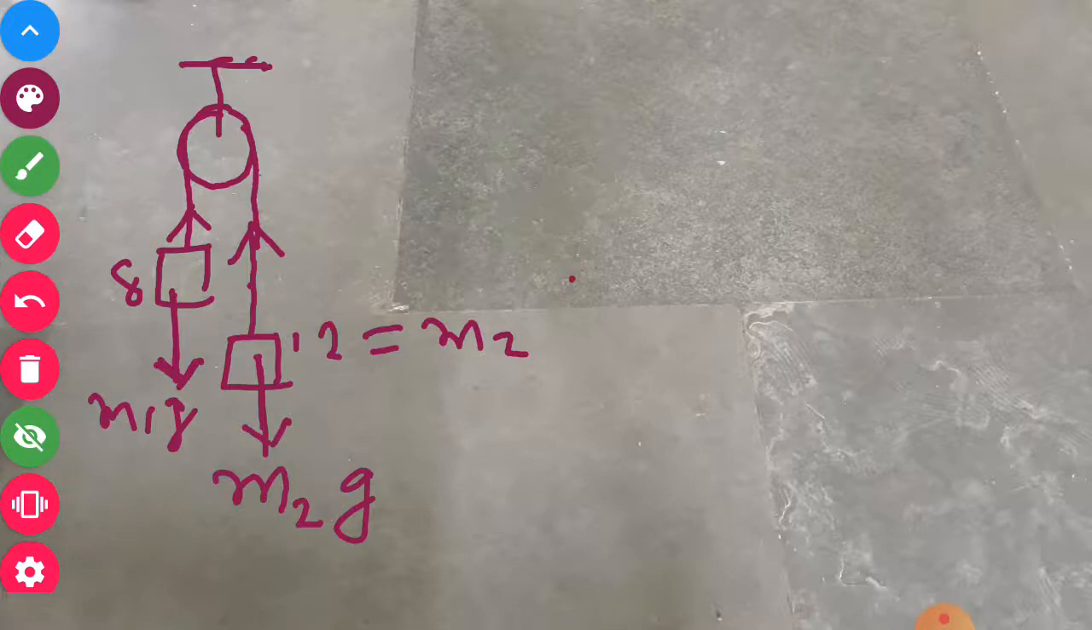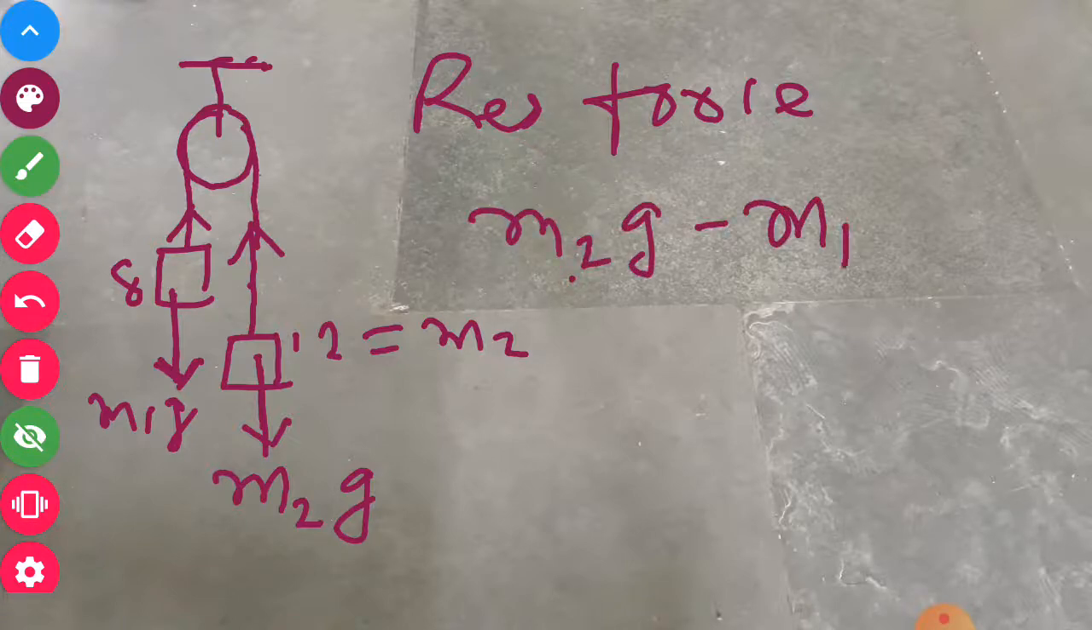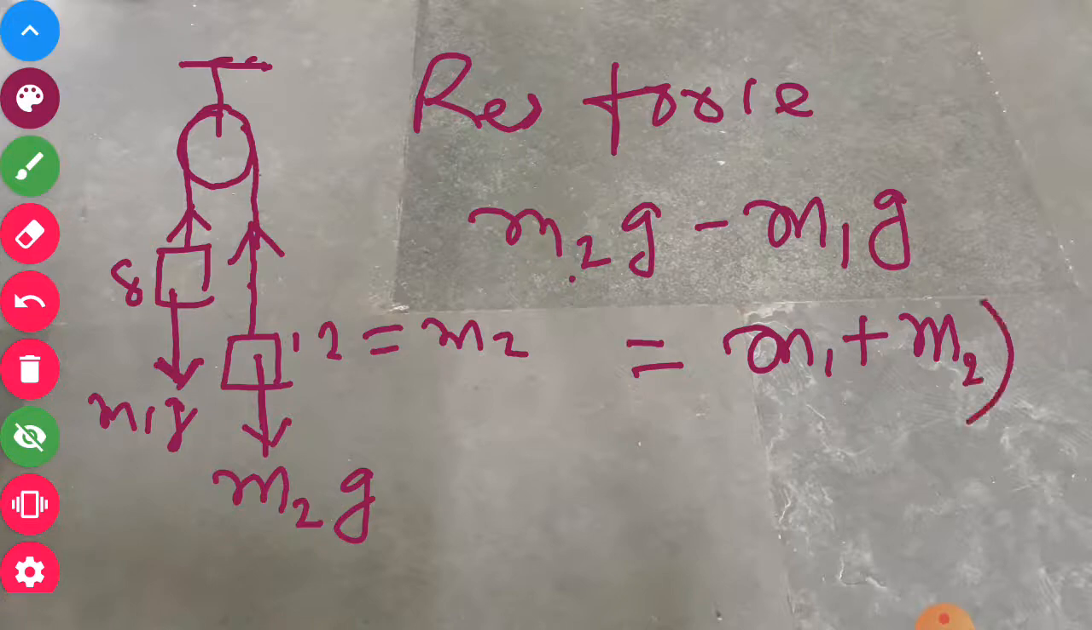So the resultant force will be equal to m2g minus m1g. Try to understand. This resultant force will be equal to the total mass of the system, that is m1 plus m2, into the acceleration which is produced in the system. Here a is the acceleration of the system.